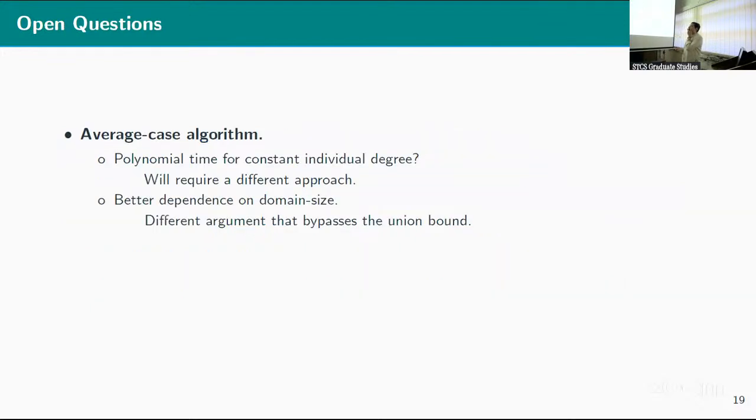So, some open questions. Of course, for the average case algorithm: can we get polynomial time for constant individual degree? Maybe a different approach, like you slowly approach the ideal order or something. Basically, it will require a different approach. You can't do this populate graph thing because it will always have these obvious vertices, and they will become quasi-polynomial whenever d is very small. And a better dependence on the domain size: how do you bypass this union bound that we are doing? It seems it's the first thing that we'd try, and because it worked, we didn't look further. But that is one more direction.